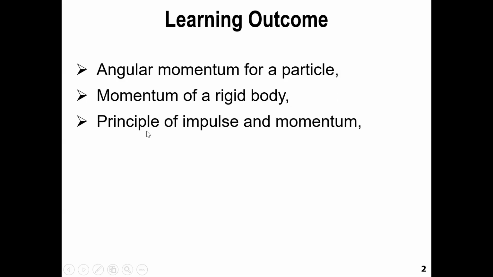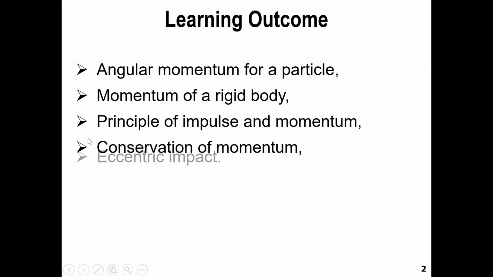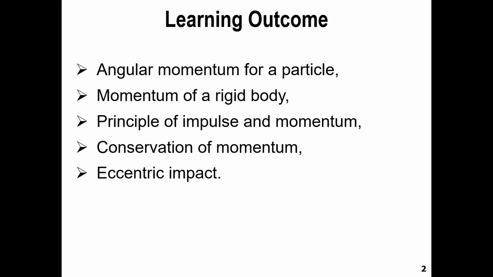Then we go back to the principle of impulse and momentum, and in case of no external impulse, conservation of momentum. And after that, we talk about impact. Here, the impact is slightly different, and we call it eccentric impact. And you will see why we call it eccentric. So these are the topics we're going to discuss in this chapter. Any questions so far?